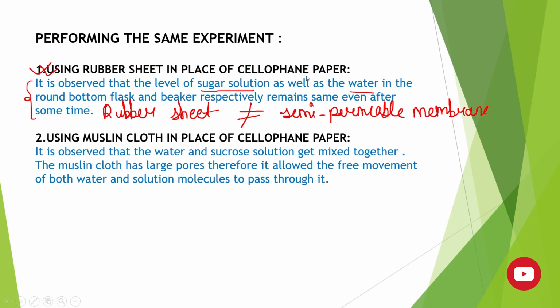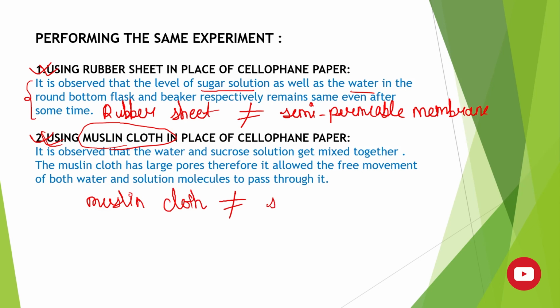Second, we are using muslin cloth in place of cellophane paper. We are trying to use muslin cloth as a semi-permeable membrane in place of cellophane paper. What we will observe is that the water and sucrose solution get mixed together. The muslin cloth has large pores, therefore it allowed the free movement of both water and solution molecules to pass through it.